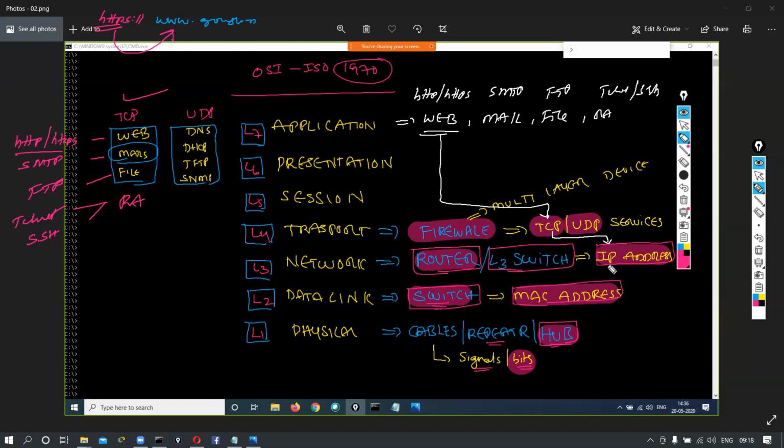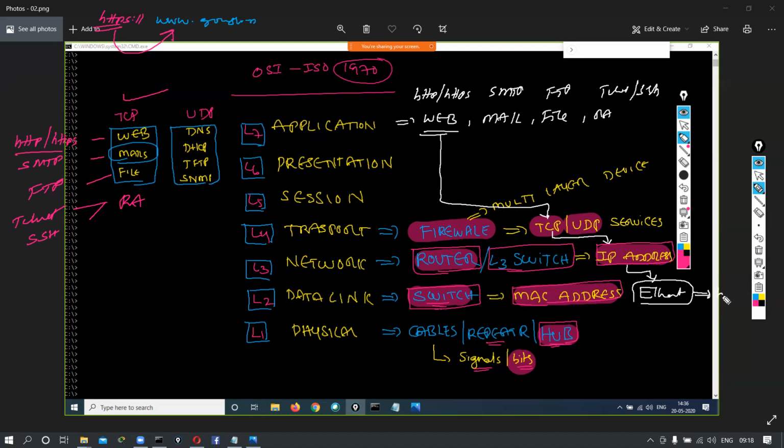Then this will be entered into the layer 2 box, that is called the Ethernet box. Ethernet is a protocol at layer 2. It will be entered into the Ethernet box. In the Ethernet box, every field is in the form of bytes.